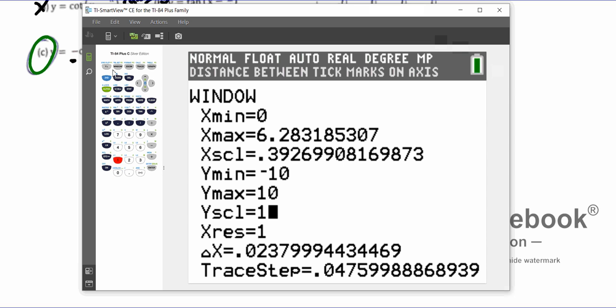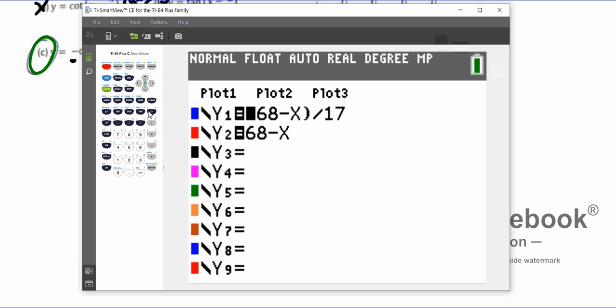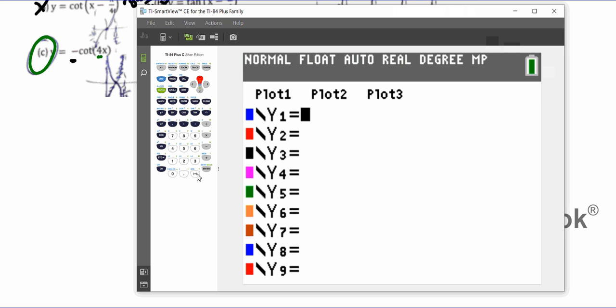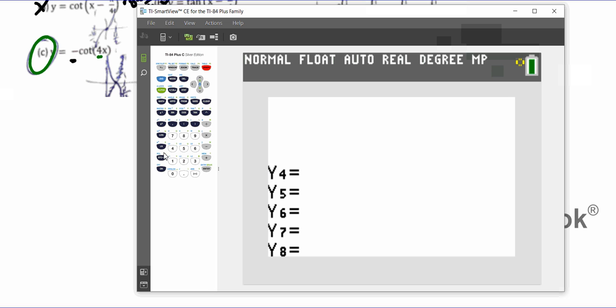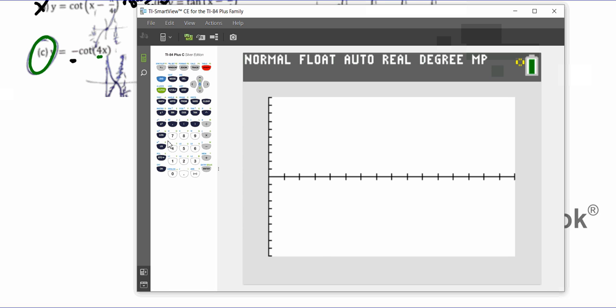All right, and so if we go to y equals, we can see this. I'm just going to get rid of that right there. And when you have those, we can start putting in these different values. So we can say, okay, negative cotangent. How do you get to cotangent? Well, 1 divided by tangent is cotangent. And we're going to put 4x inside of there, and we're going to graph this.